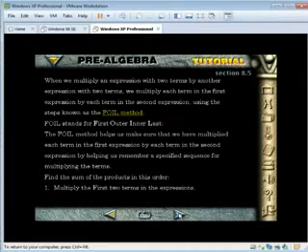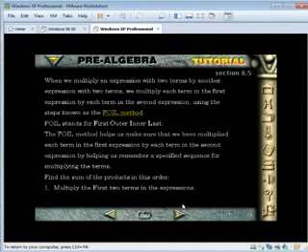When we multiply an expression with two terms by another expression with two terms, we multiply each term in the first expression by each term in the second expression, using the steps known as the FOIL method. FOIL stands for first, outer, inner, last. The FOIL method helps us make sure that we have multiplied each term in the first expression by each term in the second expression, by helping us remember a specified sequence for multiplying the terms.